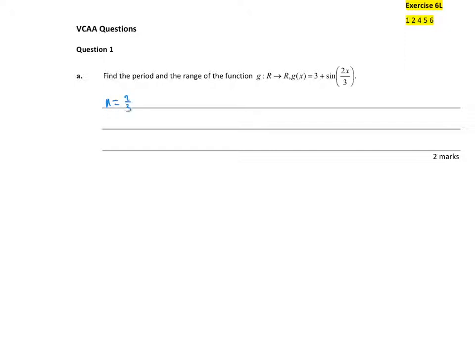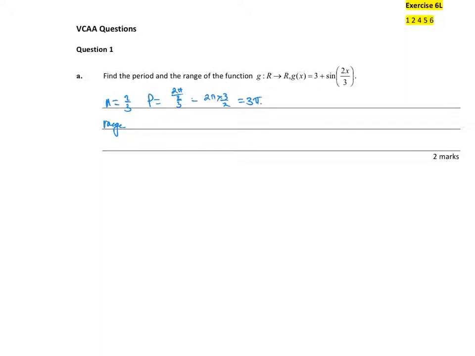Okay, so to get our period, we know that it's 2 pi on n. The n value is 2/3, so 2 pi over 2/3. Flip it upside down and multiply. So we'll get 2 pi times 3 on 2, which will give me 6 pi on 2, which is 3 pi. So there's my period.